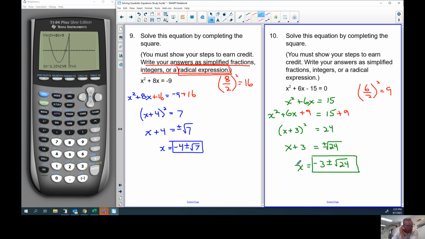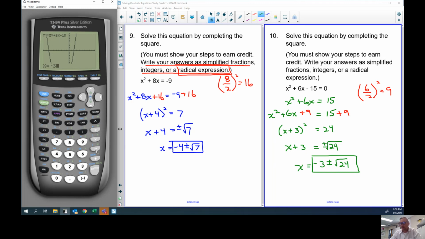We've graphed every other equation and checked answers. I think we'd be silly not to, so let's do it. X squared plus 6x minus 15. Hit that graph button. It's a great way to get your decimal answers too, if you wanted them, because you can check and get the decimal answers at the same time.